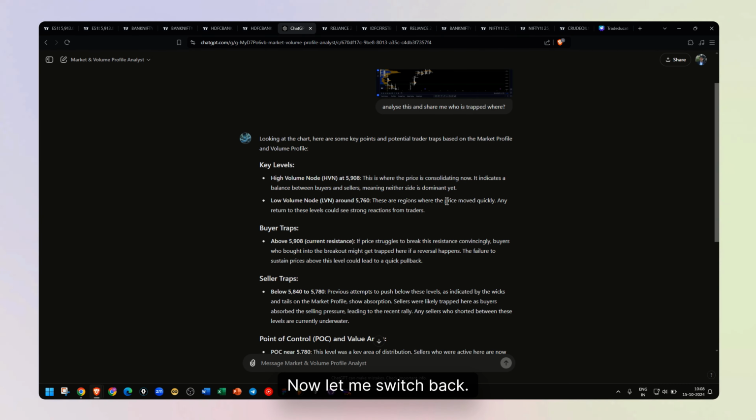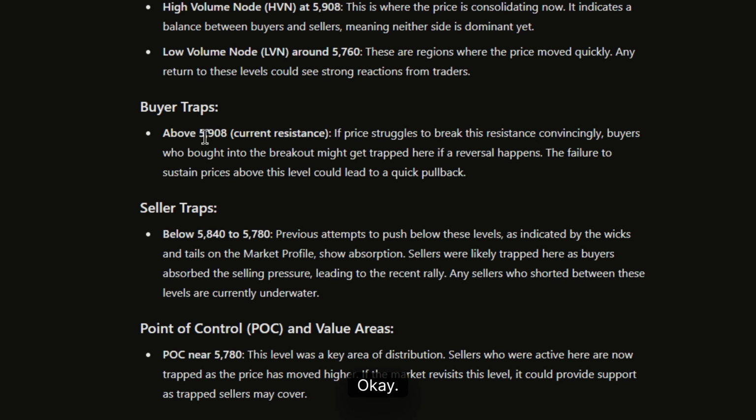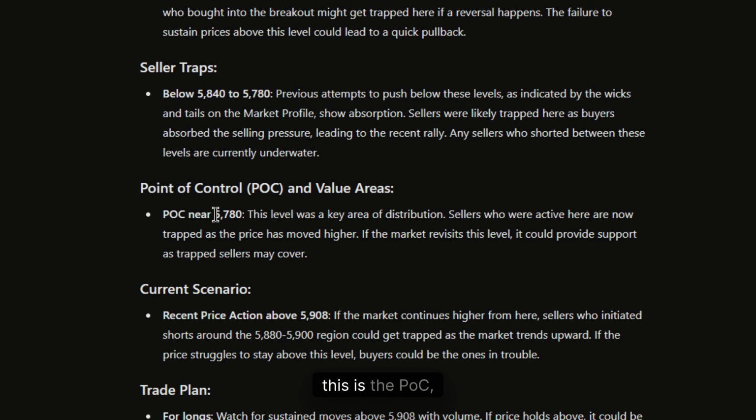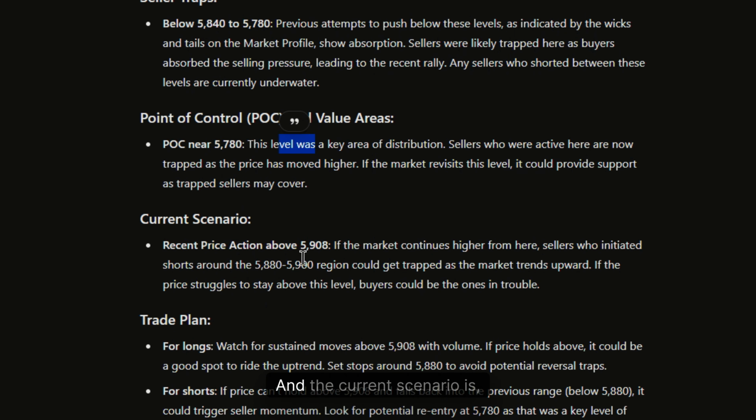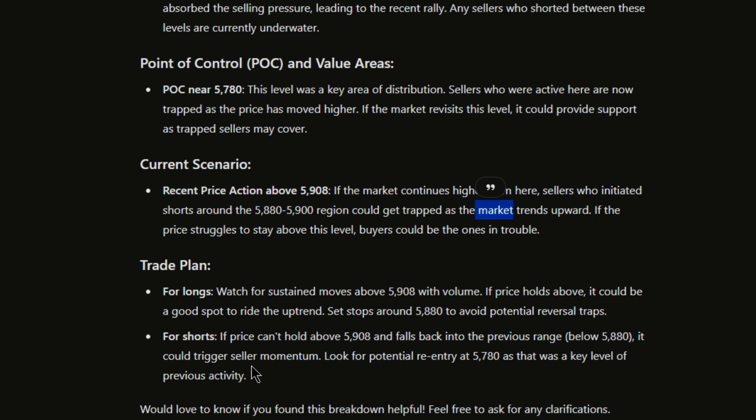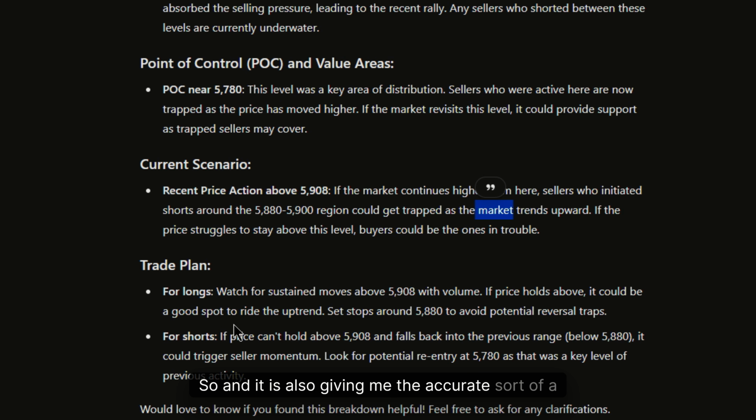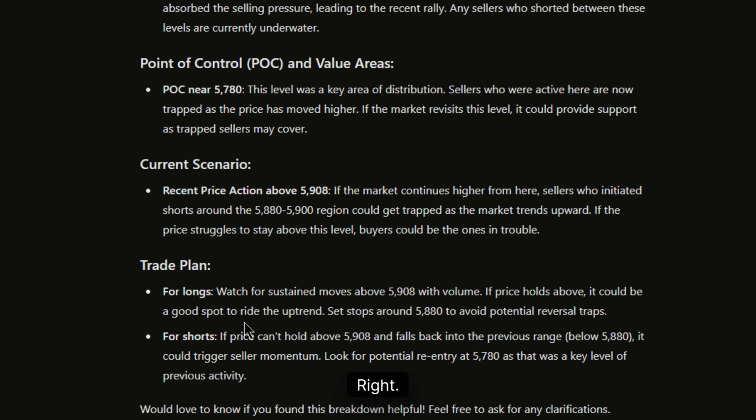Now let me switch back. Okay, now buyer traps: 5908 is the current resistance. Seller traps: 5840 to 5780. This is the POC, 5780, and the current scenario is price action above. So if the market continues higher, sellers who initiated shorts would be trapped and the market will be moving upward, right? And it is also giving me an accurate trade plan.